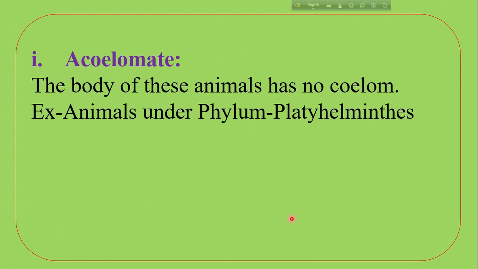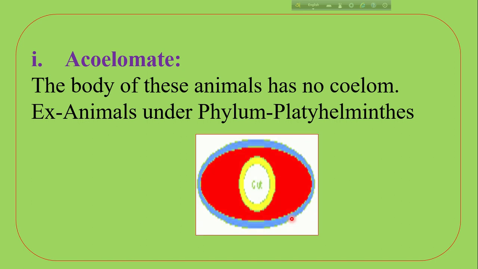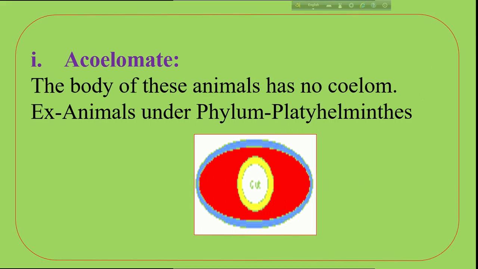Acoelomate. The body of these animals has no coelom. Example, animals under phylum Platyhelminthes. Follow the picture. There is no body cavity at all. This is the digestive canal. This is the total body. There is no cavity between body wall and digestive canal. That's why this type of animal is called acoelomate. There is no coelom, no body cavity.